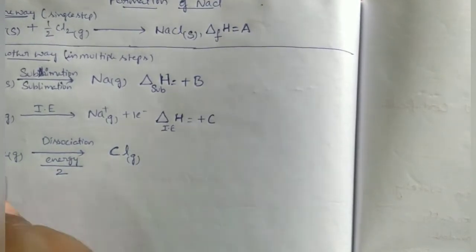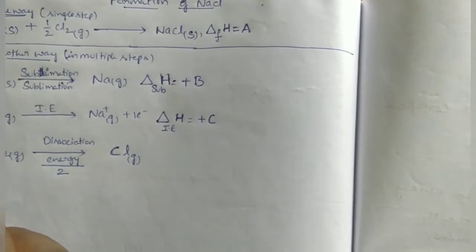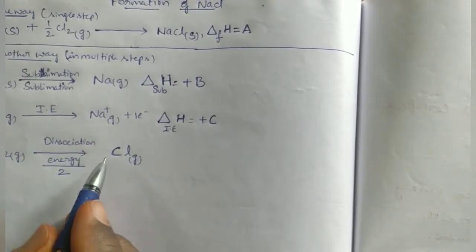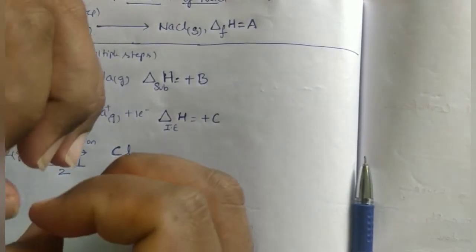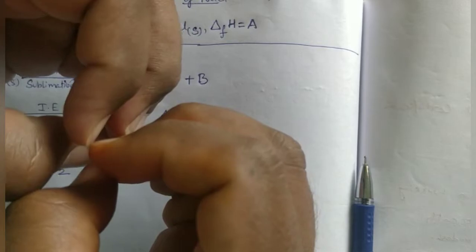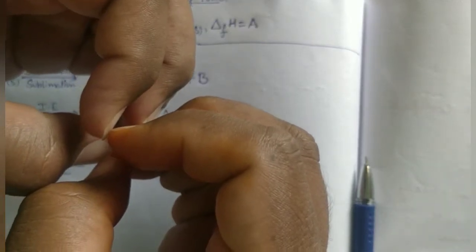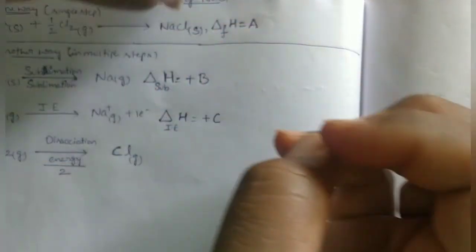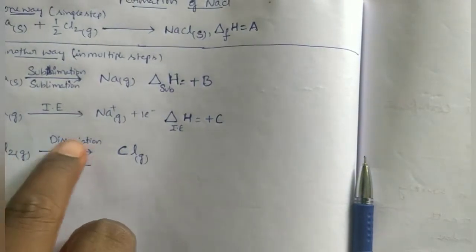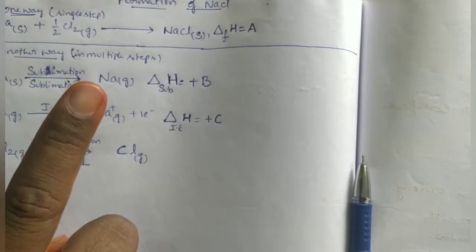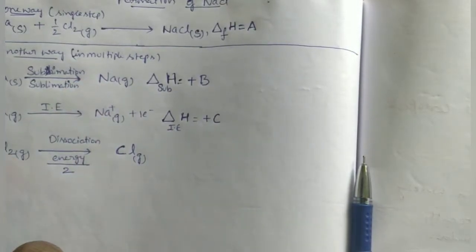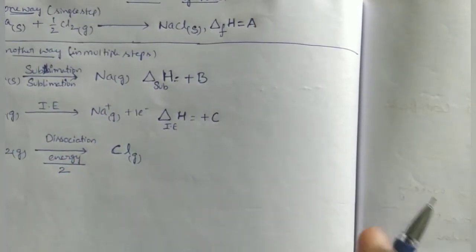This is atom, this is molecule. We made that chlorine molecule to chlorine atom. Molecule means 2 atoms are in the same bond. When we are heating, these 2 atoms are undergoing dissociation. That is called dissociation energy. Generally it is calculated for 1 mole, but here half mole, that's why dissociation energy by 2.